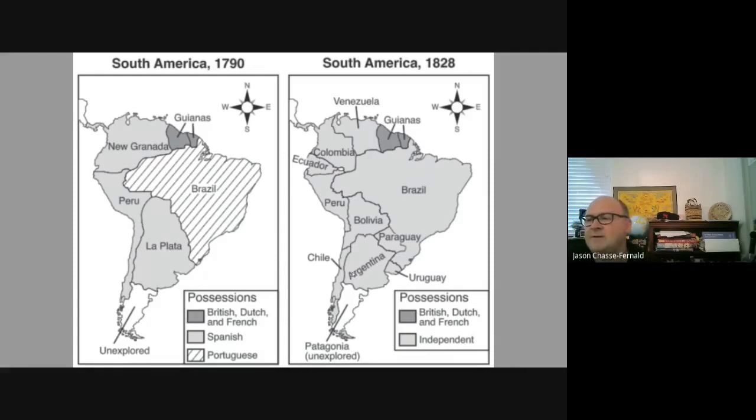So this is the argument that they made, and that was a little excerpt of Simon Bolivar's belief on this. But obviously, Simon Bolivar did not win this one, and South America has remained a fragmented continent.